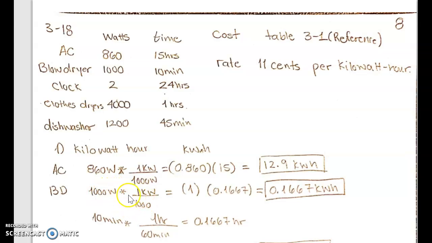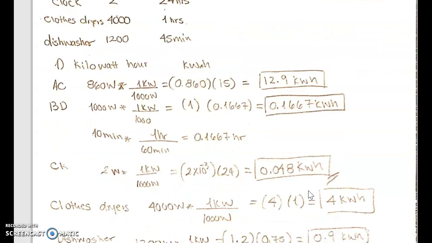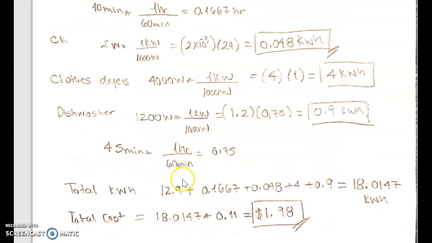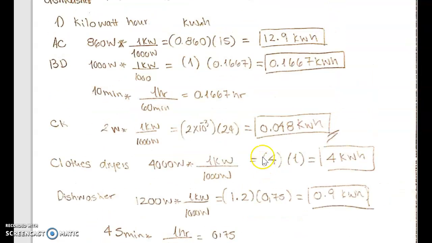In this case, 1000 watts is 1 kilowatt, and then we have 10 minutes. We have to convert the minutes into hours, so 10 minutes is equivalent to 0.16667 of an hour. So we just multiply it, and then we get the kilowatt hour. We continue doing that until we find every single one: the clock, the dryer, the dishwasher, and then we are going to add up every single one.